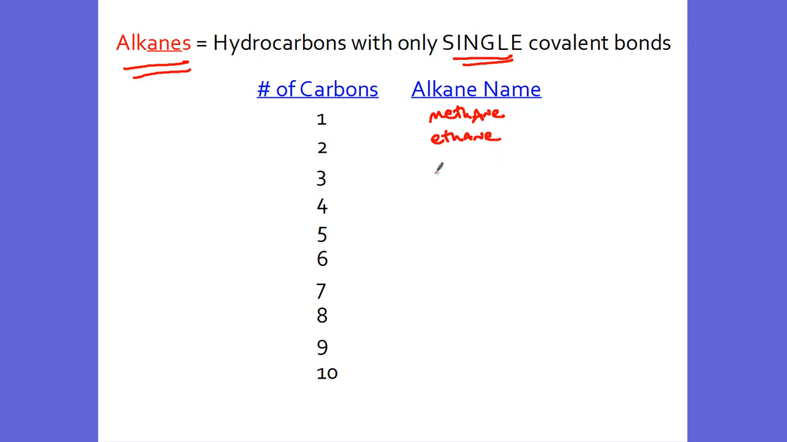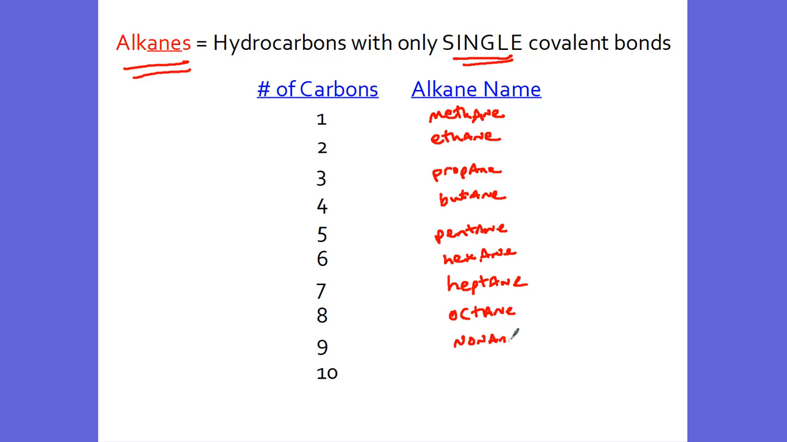E-T-H-A-N-E, ethane. Three carbons is otherwise known as propane. You've heard that before. Four carbons is going to be called butane. And then from five carbons on, you know these names from previous experience. Five carbons would be called pentane. Six carbons would be called hexane. Seven carbons would be called heptane. Eight carbons would be octane. Nine carbons would be nonane. And 10 carbons would be called decane.